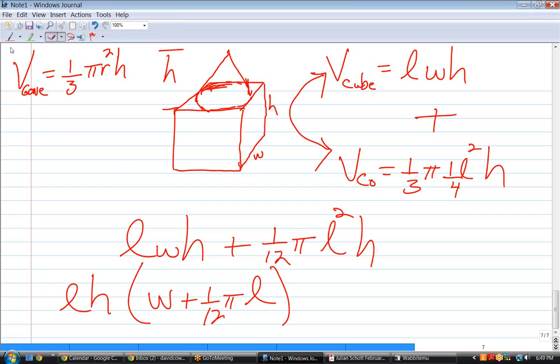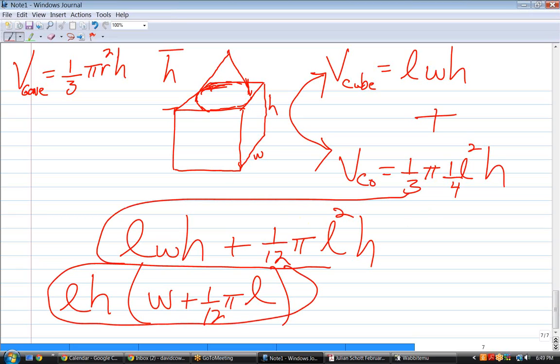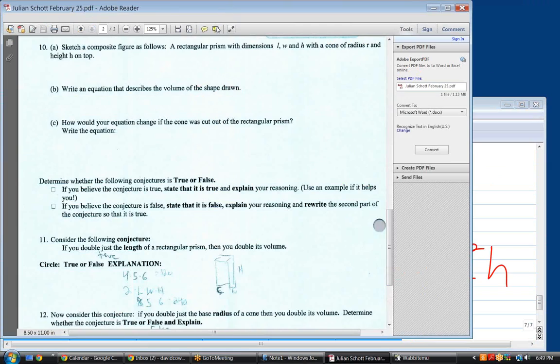And this would be an acceptable answer to their question. But so would this be. They didn't say factor anything out. So both of those are the same thing. Okay.